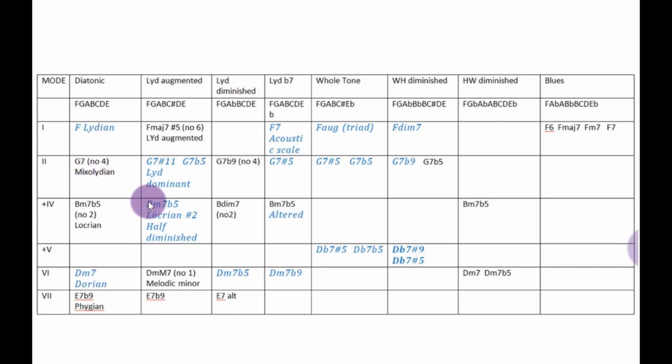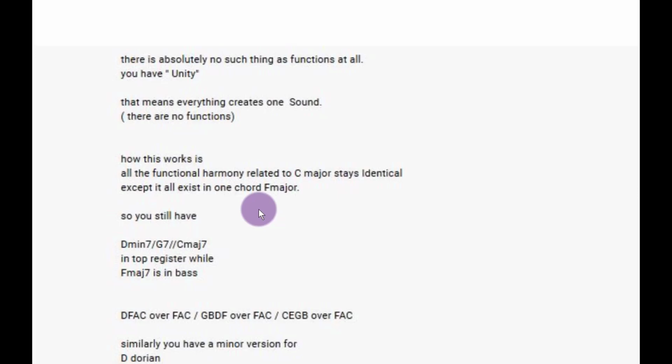Tonic, dominant, subdominant, right? Now, what John says, we can just go back to John's comment and what I disagree with him on. What John says is how it works is all the functional harmony related to C major stays identical, except it all exists in one chord, F major. See, I don't agree with that. He says D minor, G7, C major, top well, F in bass, which I've just showed you. But I understand what he means.